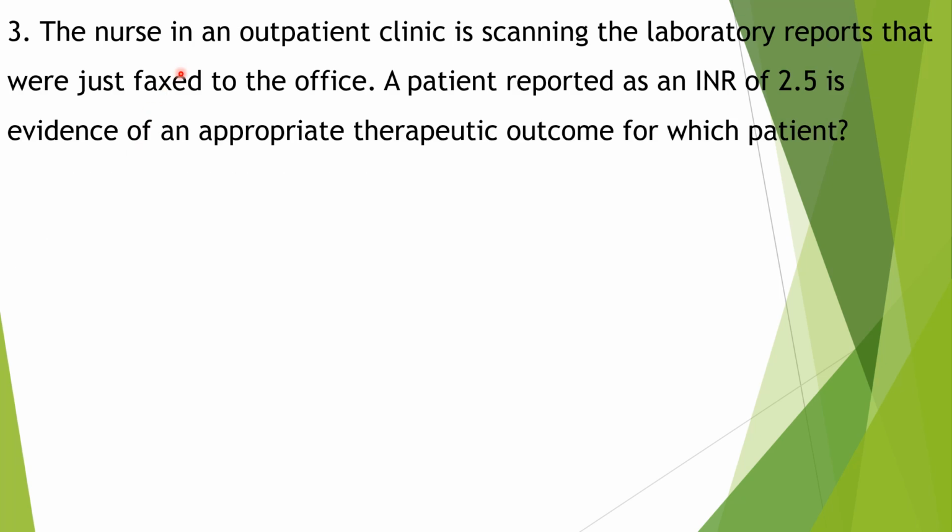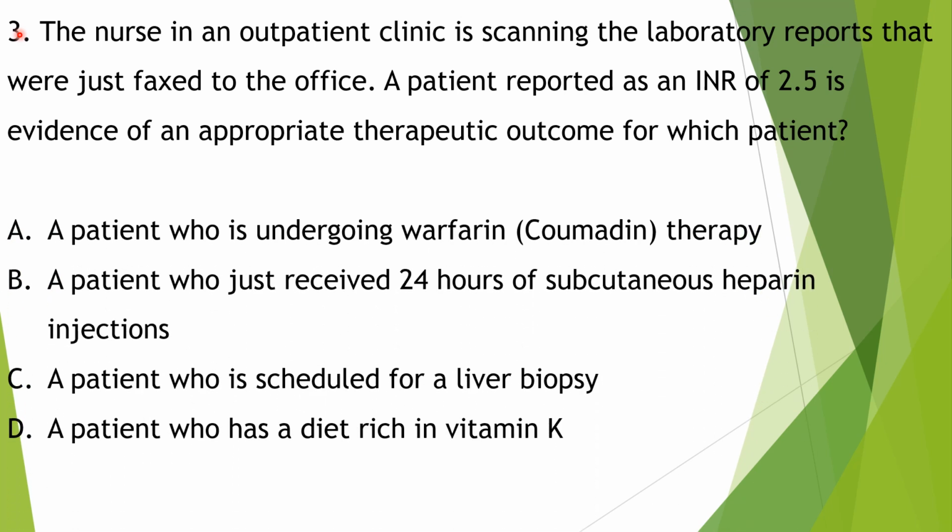The nurse in an outpatient clinic is scanning the laboratory reports that were just faxed to the office. The patient reported an INR of 2.5 is having an evidence of appropriate therapeutic outcome for which patient? A patient who is undergoing warfarin or Coumadin therapy, a patient who just received 24 hours of subcutaneous heparin injection, a patient who is scheduled for a liver biopsy, a patient who has a diet rich in vitamin K.